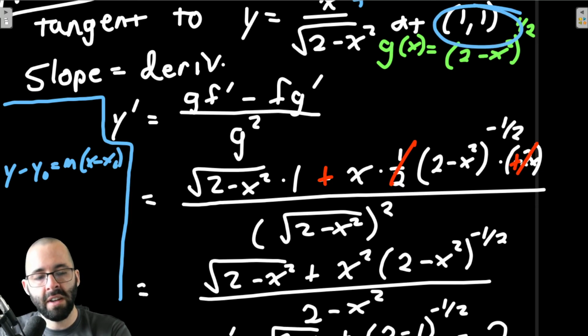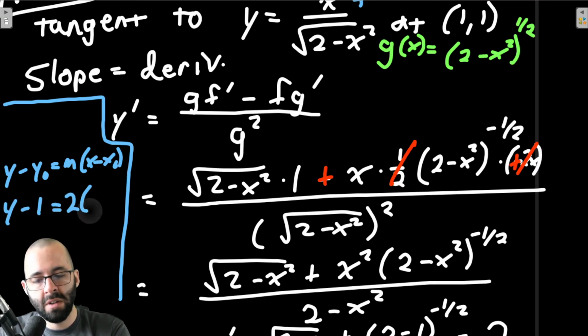So these are the coordinates of that point. So we get y minus the y coordinate, which is 1, equals the slope, which is 2, times x minus the x coordinate, which is 1. That is a perfectly good equation of a line. That'll be our final answer.